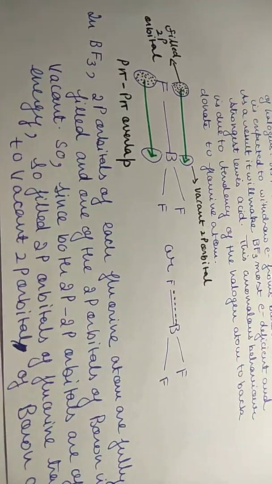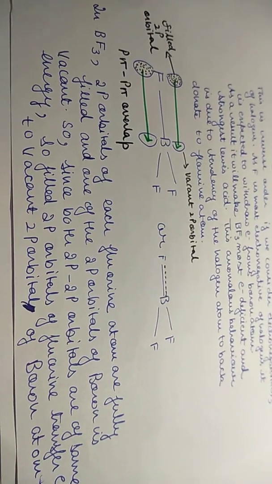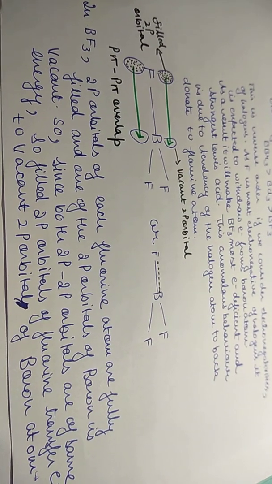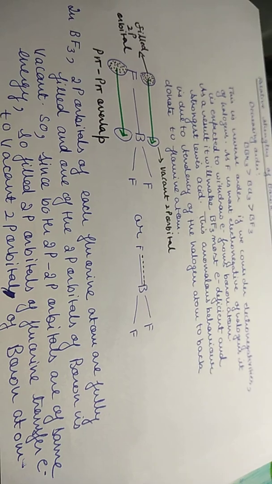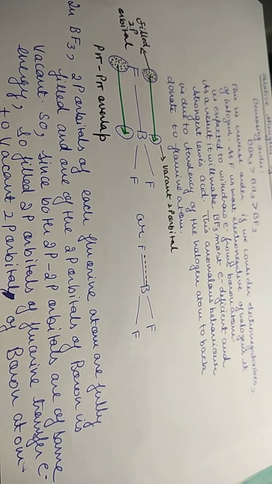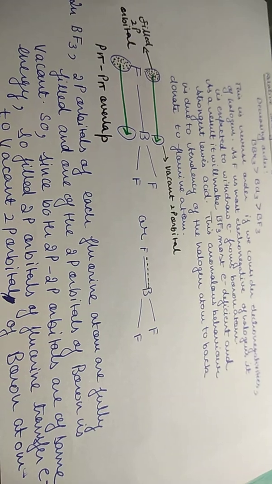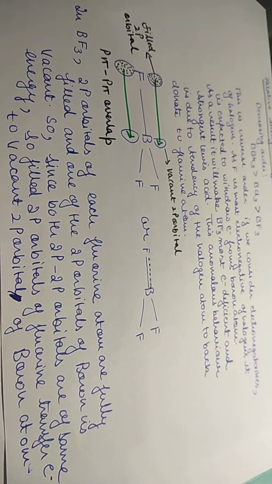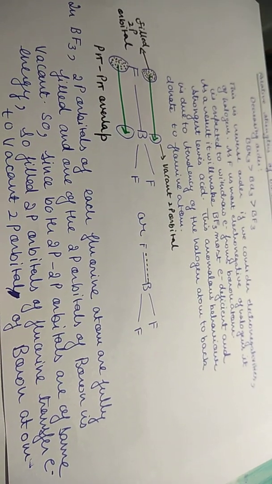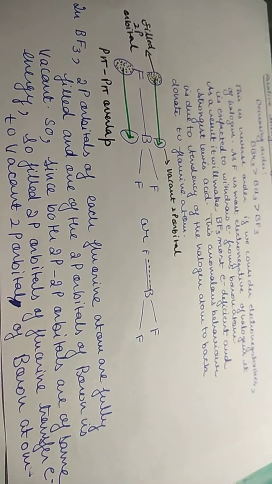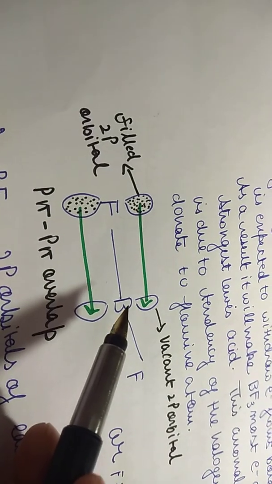So this can be explained like this. In BF3, the 2p orbitals of each fluorine atom are fully filled and one of the 2p orbitals of boron is vacant. Since both 2p orbitals are of the same energy, the energies are comparable, the filled 2p orbital of fluorine transfers its electron to the vacant 2p orbital of boron. These filled 2p orbitals of fluorine donate their electrons to this vacant orbital of boron.